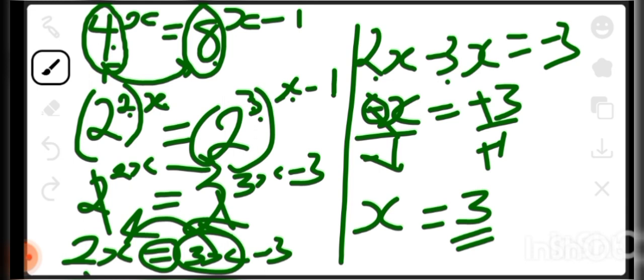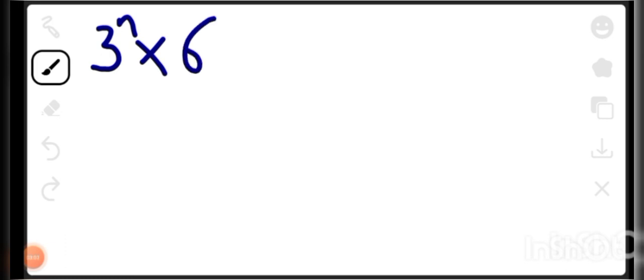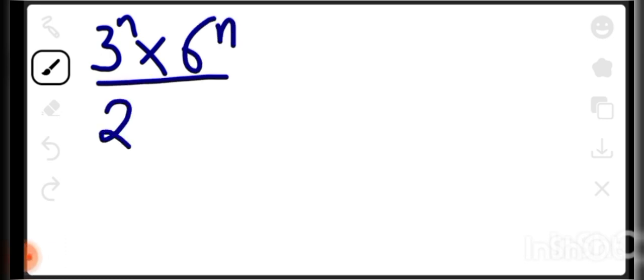Thank you. Let's go to the next question now. So the next question is 3 raised to power n times 6 raised to power n over 2 raised to power n times 3 raised to power 2n. We are to simplify this, just make this expression simpler. That is all. Just check to see if there's anything that will cancel out and the rest.